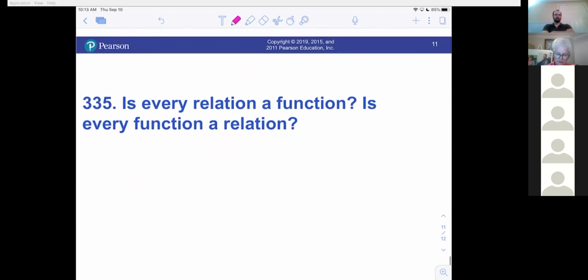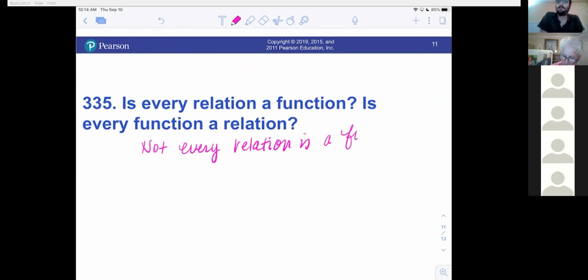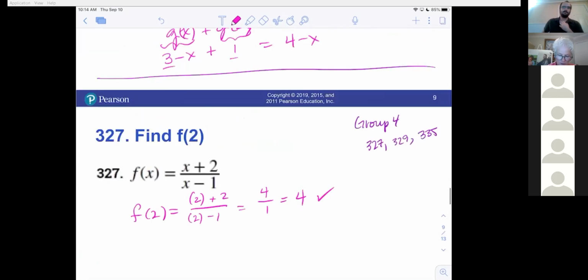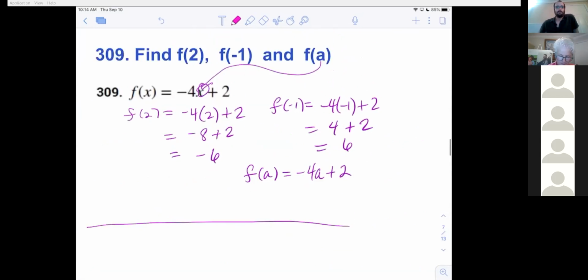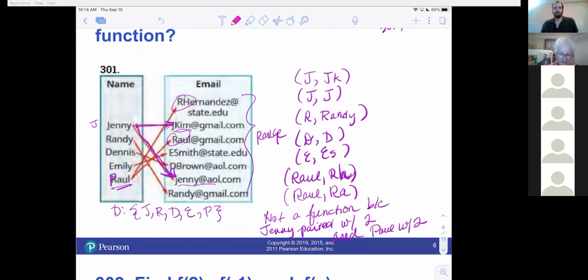Okay, so finally, is every relation a function? And is every function a relation? Well, no, not every relation is a function, and yes, every function in a way is a relation. Can you give me an example of a relation that is not a function? Sure. Look at 301. This is a relation, but it's not a function.